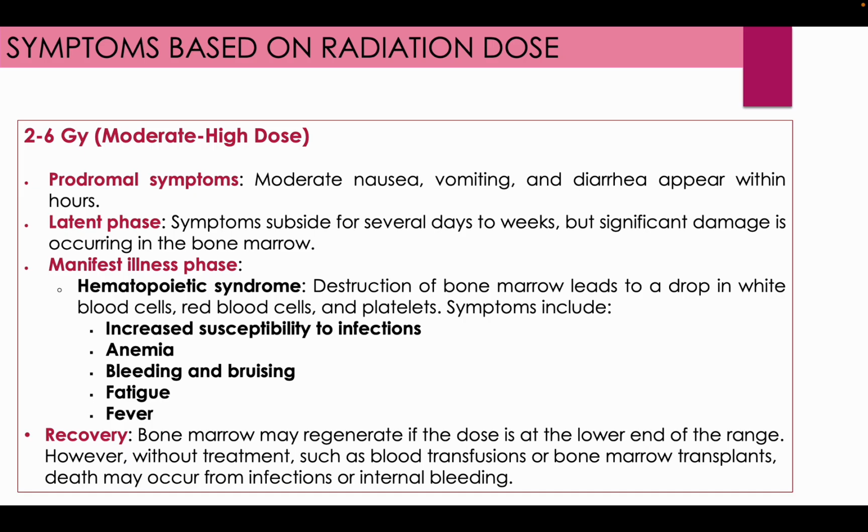Now, as for the moderate to high dose, which is from 2 to 6 grays, ang prodromal symptoms is moderate na karon nga nausea, vomiting, and diarrhea appear within hours. So, and then we have the latent phase. And as for the manifest illness phase, we have now the hematopoietic syndrome, which has symptoms of increased susceptibility to infections, anemia, bleeding and bruising, fatigue, and fever.